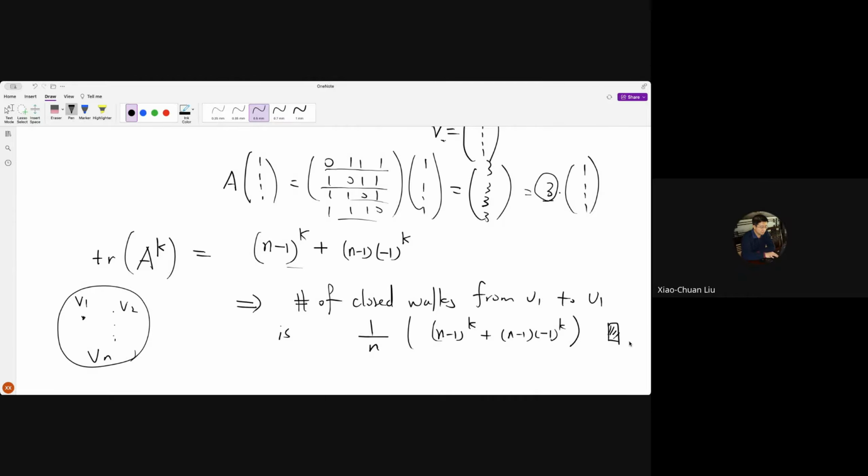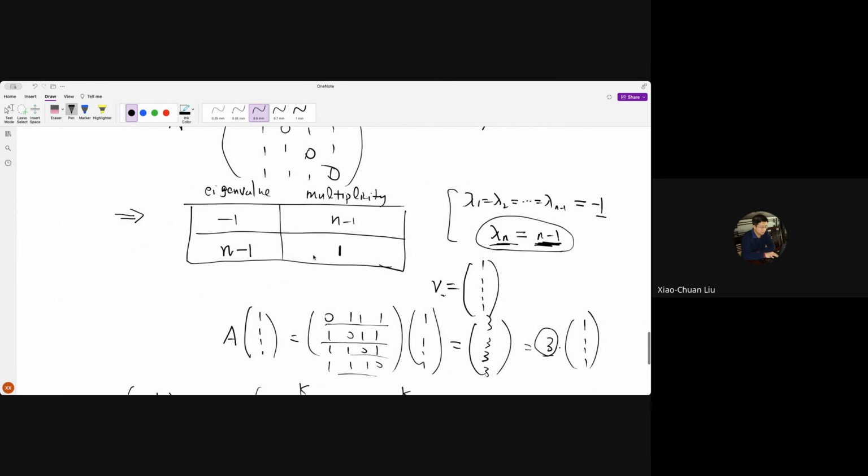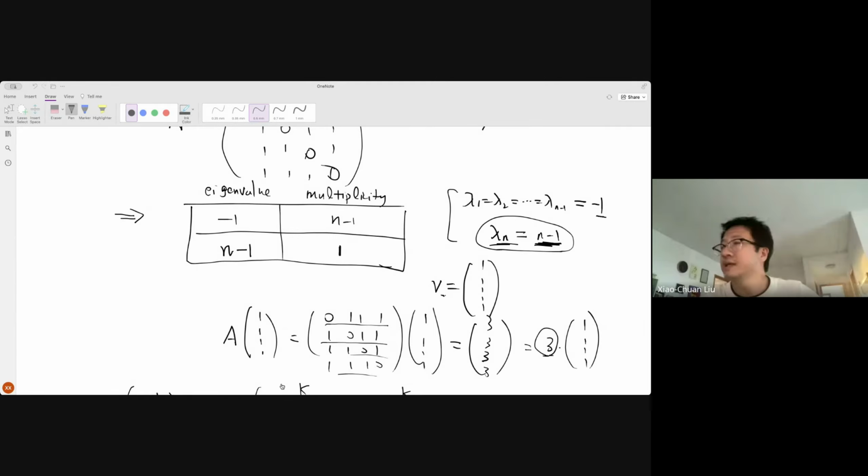I think it's a very nice application. You can do this for many familiar graphs, for example, complete bipartite graphs, and many more, as long as you can compute all the eigenvalues and their multiplicities. Okay, everyone happy? So I think this concludes the class for today.